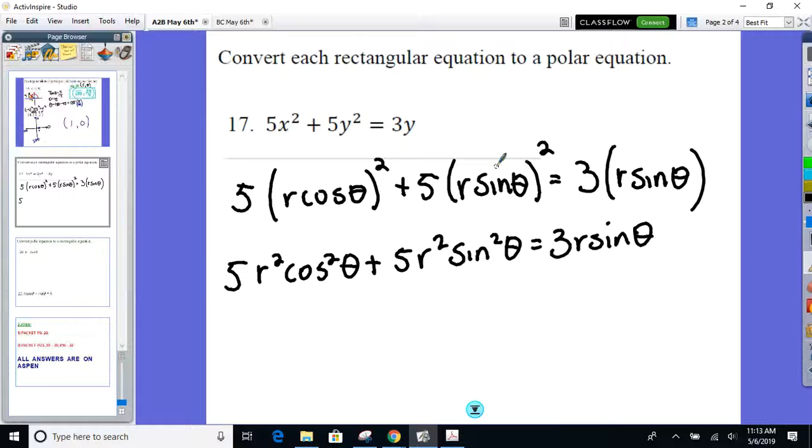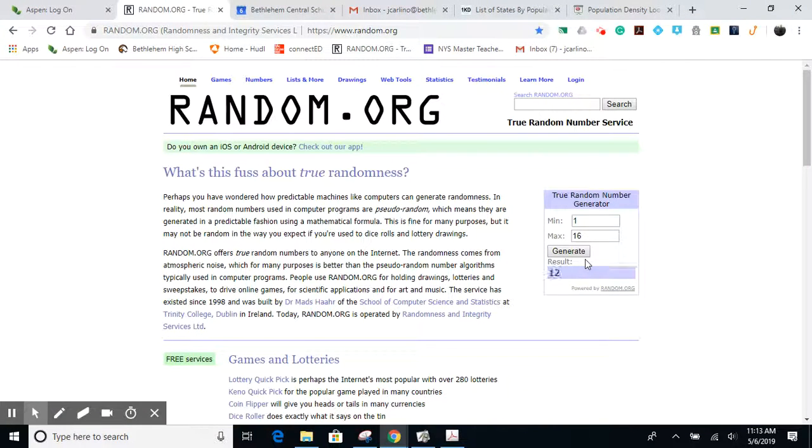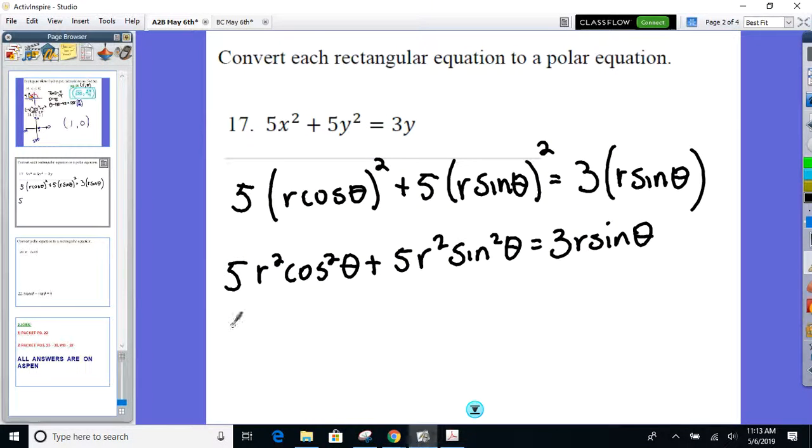Matt said take out the 5 at the beginning. Or I could do it right now. I could take out a 5, and there's something else you can take out of the left side that's in common. 12, the 5, and what else could I take out? R squared in common. So I'm going to take a 5r squared out to the left side, everyone.